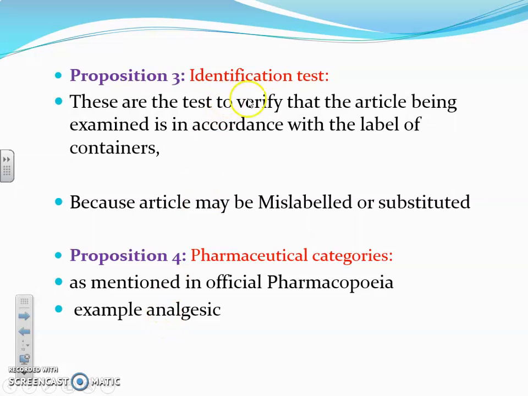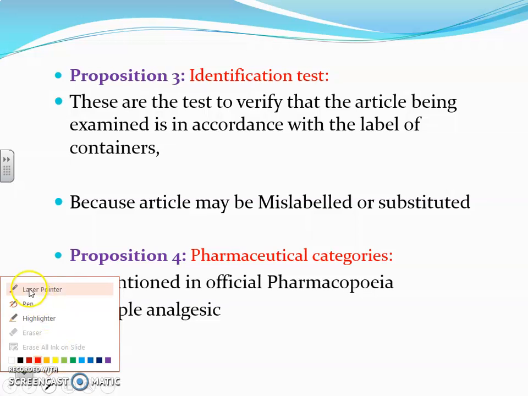Again we have discussed what the identification test is, and for what purpose we are going to perform the identification test. Then pharmaceutical categories, which we had discussed, are mentioned in the official pharmacopoeia, for example analgesics. So what will be the pharmaceutical category for this drug, ascorbic acid? It's actually an antioxidant and pharmaceutical aid, as well as a vitamin. Vitamin, because the alternative term for ascorbic acid is vitamin C.